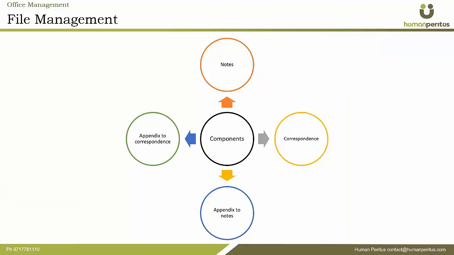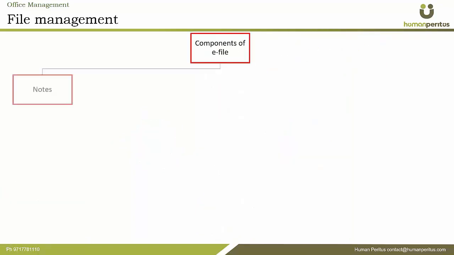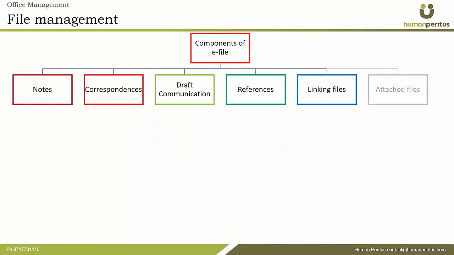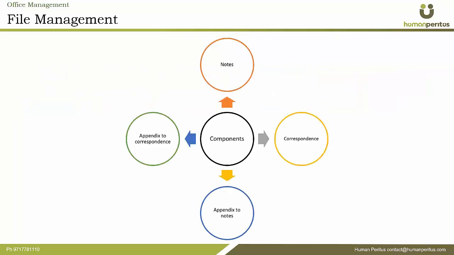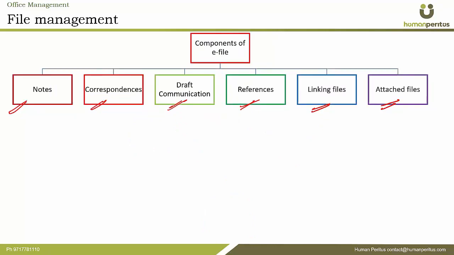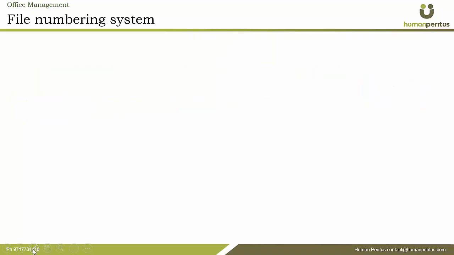Now in case of e-file, there are 6 components: notes portion, correspondence portion, draft communication portion, references, linking files and attached files. See, questions can come up like what all are the components of notes and what all are the components of an e-file.